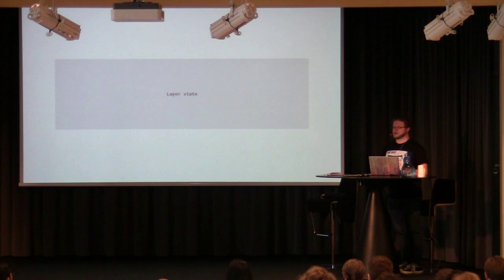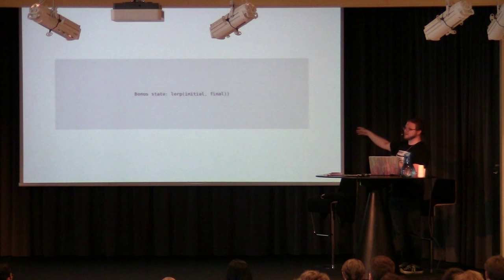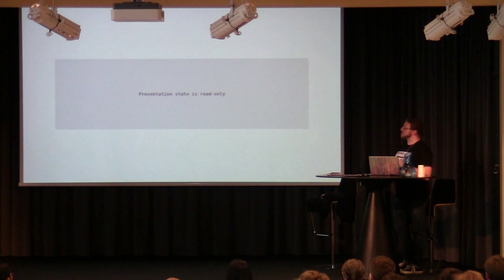So we are now to the point of layer state. We have two states. One is the model, the layer as you want it to be. The presentation is the layer as it will be drawn on screen. Those are the two specific states that we have. And you also have a bonus state, which is used during animations. So the presentation is going to be a linear interpolation between the initial state and the final state. But that is, again, the presentation layer, which is read-only. Again, it's easier to deal with that, especially if we want to thread it off.